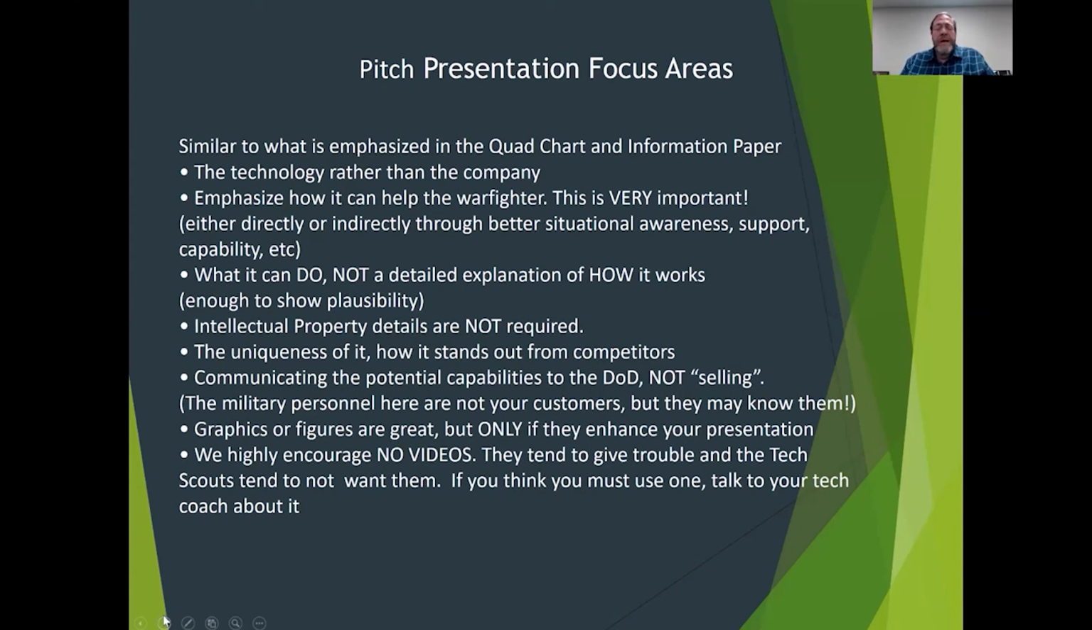Sometimes after you pitch, the tech scouts will specifically say, I want your quad chart, the information paper, and your presentation. They call that a KIP: quad chart, information paper, and pitch deck, basically. And then the BLUF, and then we'll talk about a POC document. So when they say, I want your KIP, BLUF, POC, that means a specific set of documents that you should understand and you should already have ready. So that would be helpful.